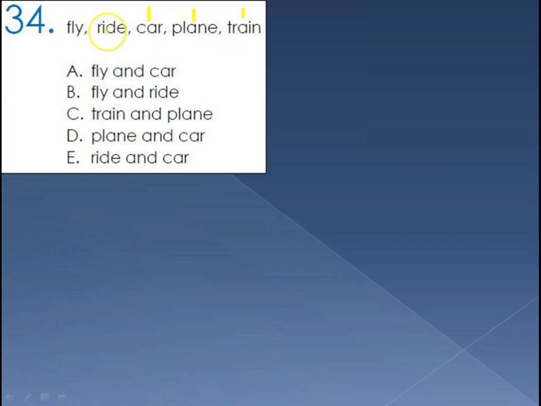Fly and ride are kind of ways that you travel, so they could be put in another category, but they're not modes of transport like car, plane, and train. So these, fly and ride, would have to be the odd ones out. So in the answers here, fly and ride, so it has to be B.